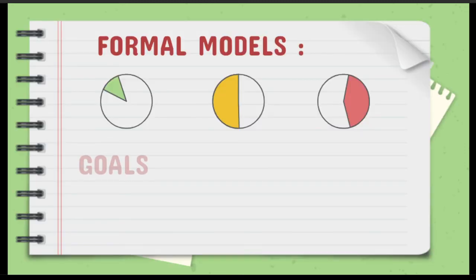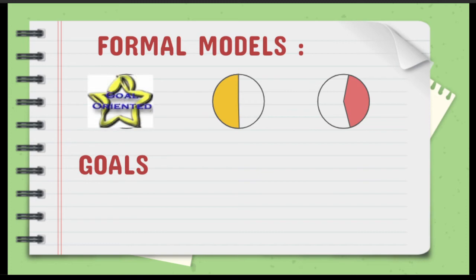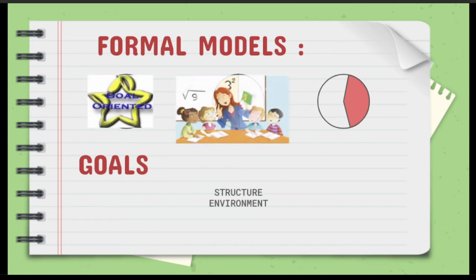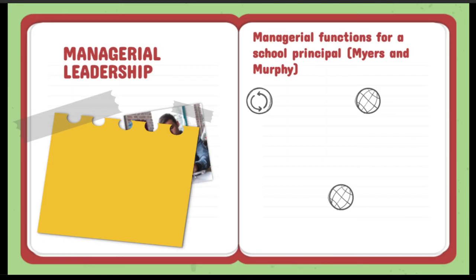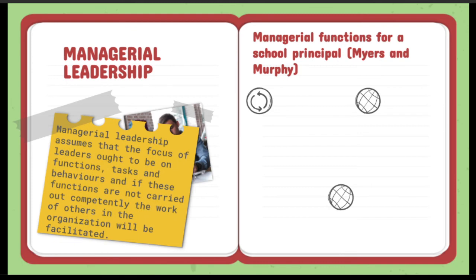In formal models, we have to ensure that the goals should be emphasized, environment must be considered, and the leadership plays an integral role in the model. Managerial leadership assumes that the focus of leaders ought to be on functions, tasks, and behaviors, and if these functions are not carried out competently, the work of others in the organization will be facilitated.